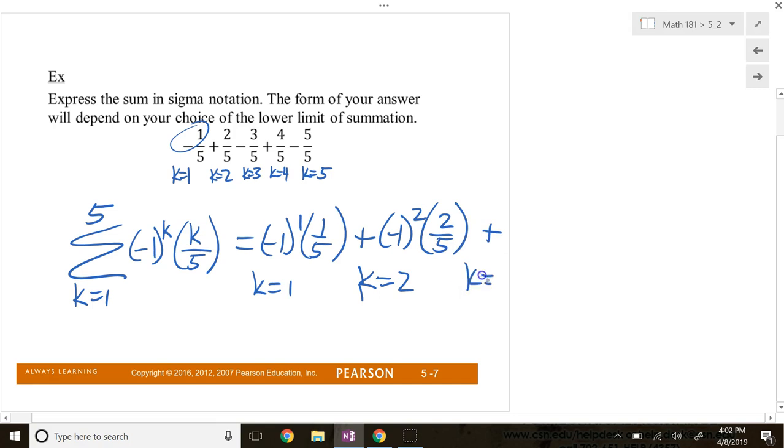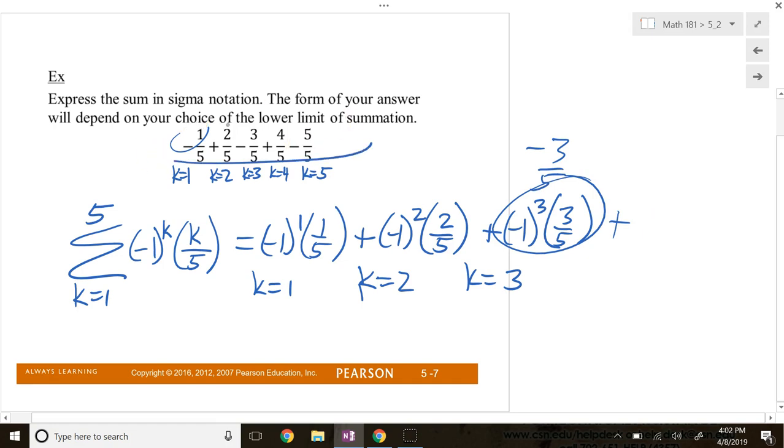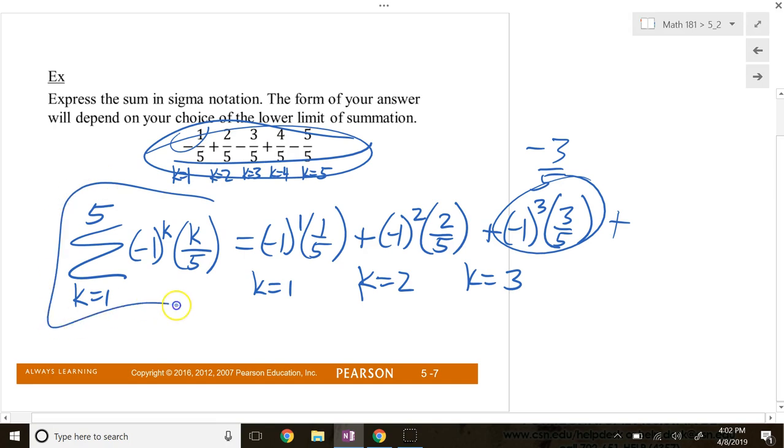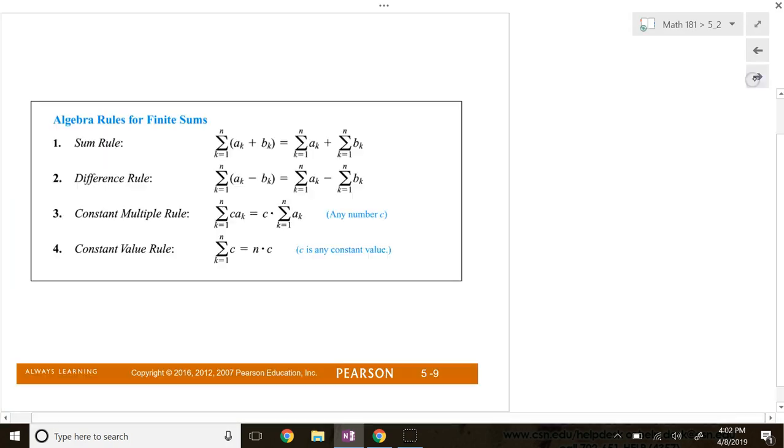And my k being 3, 1 to the third, and 3 to the fourth. Notice that that's 3, right? And you see the spit this out right there. Okay, so there's your formula on that one. So you've got these rules for finite sums.